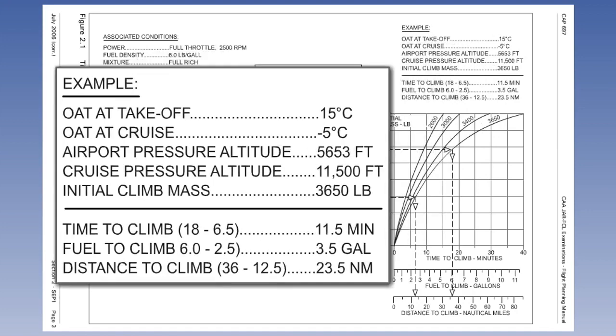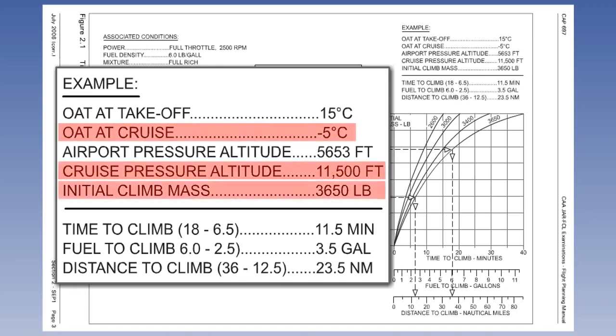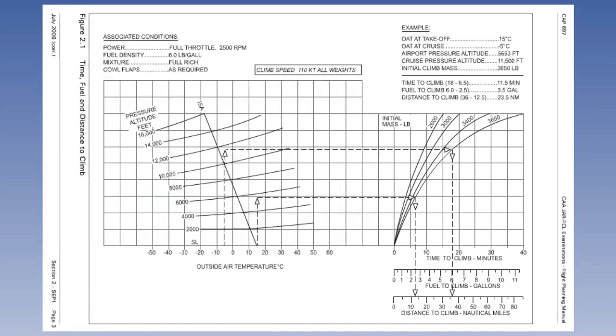An example of how to use this graph is shown, and the numbers used are printed in the top right corner. The example shown is rather comprehensive, so we shall only use a part of it. Our example involves a climb from sea level to 11,500 feet, where the outside air temperature is -5 degrees Celsius, with an initial climb mass of 3,650 pounds. Start by entering the graph from the left side of the baseline at the cruise level outside air temperature, in this case -5 degrees Celsius. In fact, the lines for our example are already on the graph, so we will be following those.